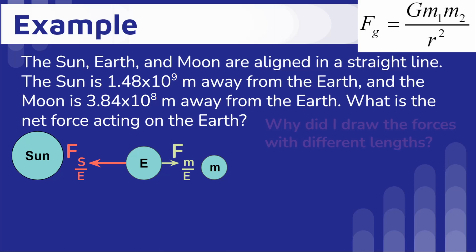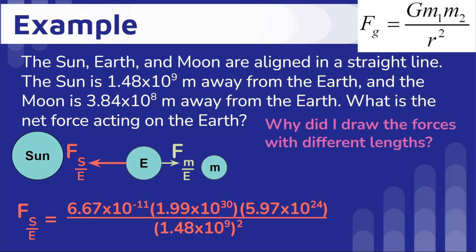Now, why did I draw them different lengths? Anybody have a guess? Because the moon's mass is smaller than the sun's. I'm assuming that because the moon is so much smaller than the sun, the force of attraction between the moon and the earth is going to be a lot smaller than between the sun and the earth. But I haven't actually solved it yet. So we're going to take a look, find the numbers, and see if that's true. We're assuming it's true based on what we know. Okay, but we can reevaluate once we get some numbers here.